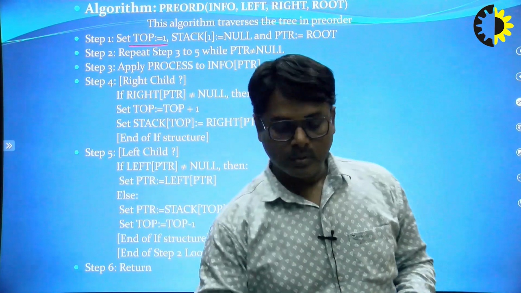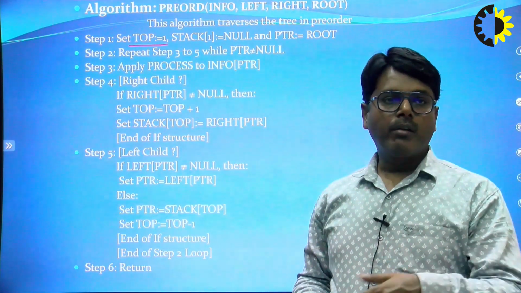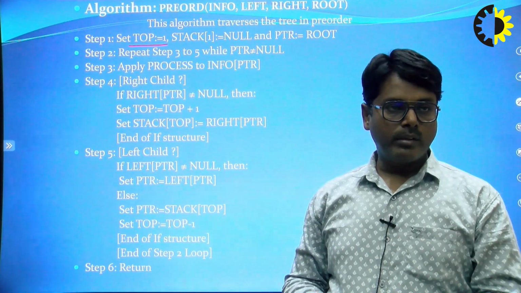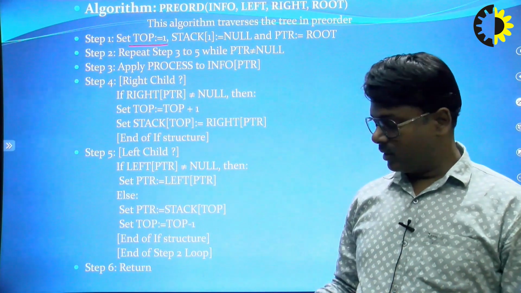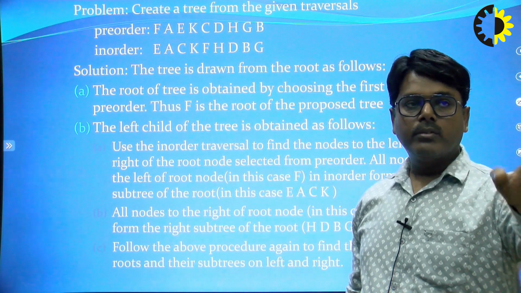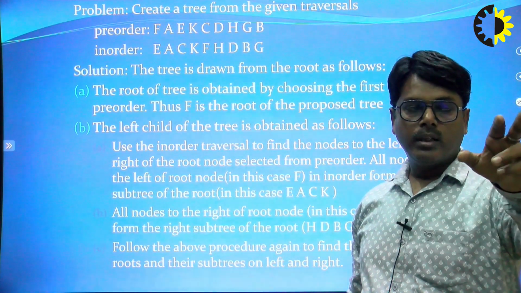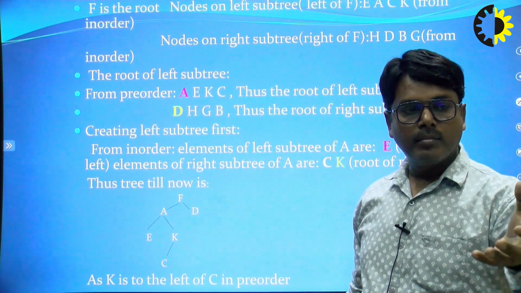Repeat steps 3 to 5 while pointer is not equal to null, and apply process to the information pointer, right child. One example I will show here is how this pre-order, post-order traversal works. This is a tree created from the given traversals. This is a pre-order and in-order, and with the help of pre-order and in-order, we can identify and create our tree.